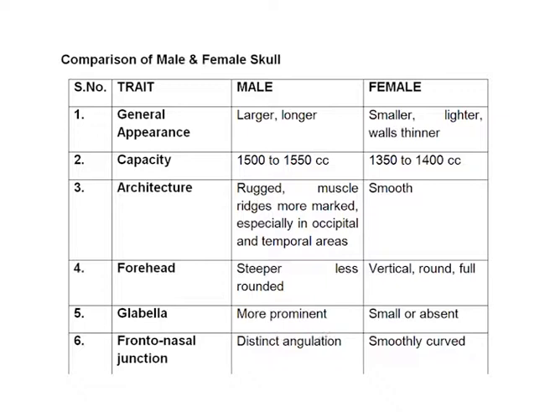rugged, muscle ridges are more marked, especially in the occipital and temporal areas, whereas they are smooth in case of females. The forehead is steeper and less rounded in males, whereas in females it is vertical, rounded and full. The glabella is more prominent in males, whereas it is small or absent in female skulls. The frontonasal junction is very distinct in males, whereas it is smoothly curved in females.